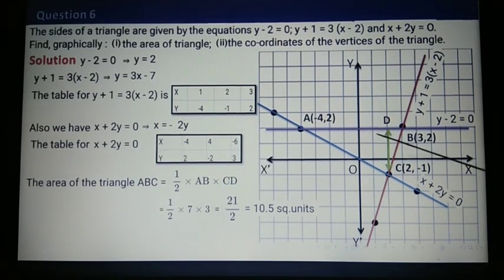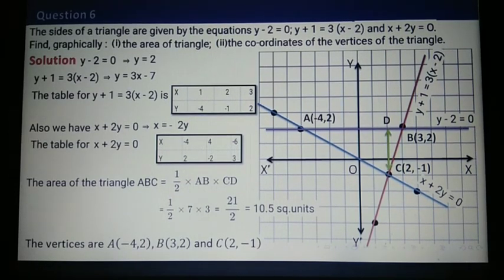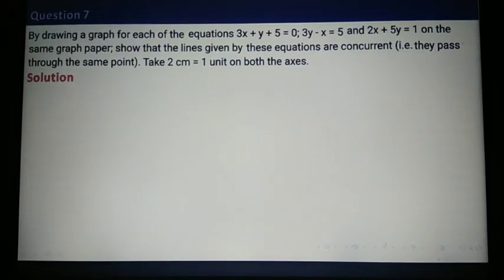So we have found the area of the triangle and we already know the coordinates as well. So you may pause the video to note down. Okay, let's move on to the next question.